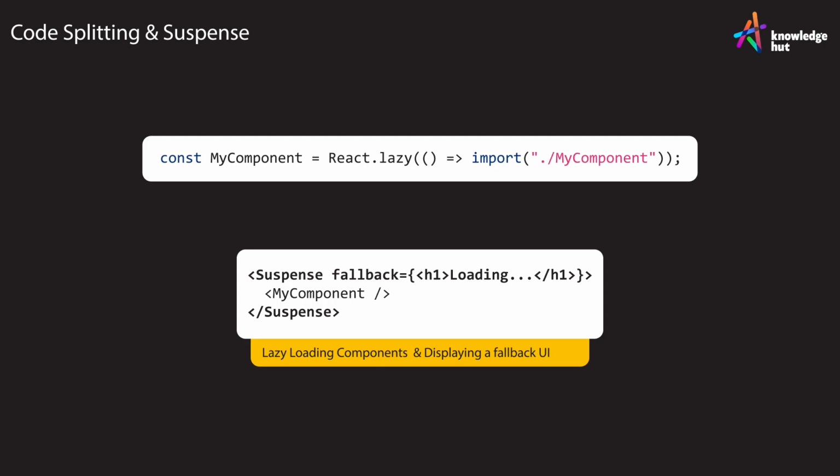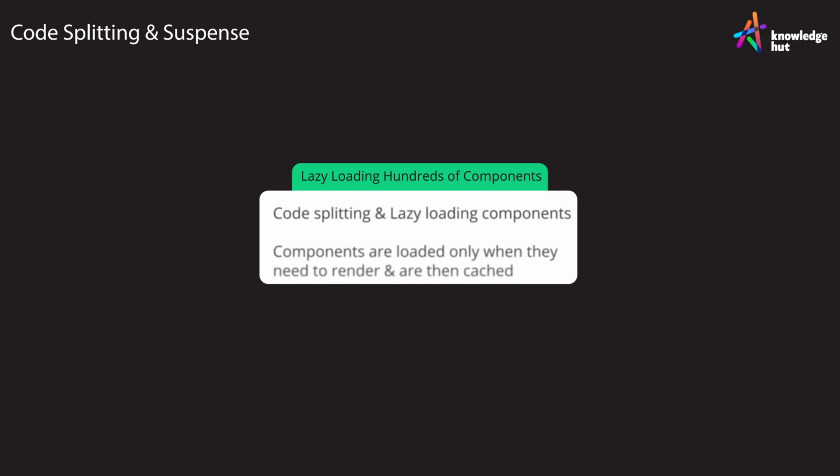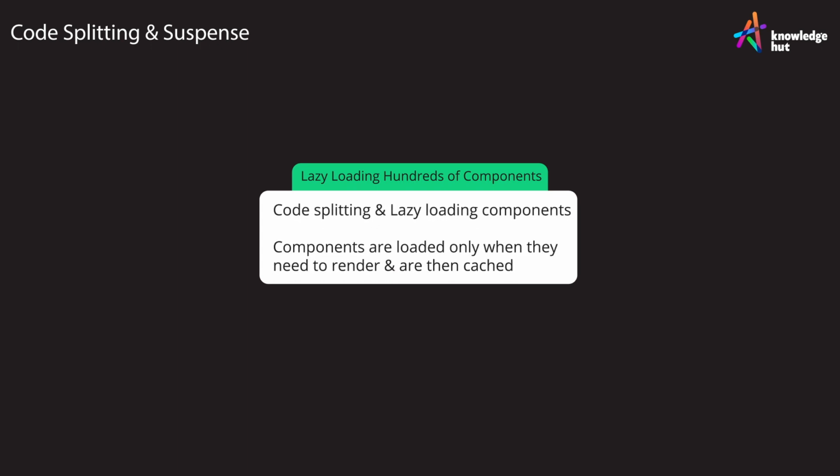Suspense is part of a much bigger framework of features that promises to optimize and deliver a fantastic user experience. It is important to understand here that we are talking about lazy loading component code only and not delays or time taken to fetch data from APIs and services within those components. Imagine a large-scale app that has to download hundreds of components. With code splitting and lazy loading components, the user experience is greatly enhanced since a minimal amount of code gets downloaded for the app to begin execution. Thereafter, components are downloaded as and when they are needed and are then cached.